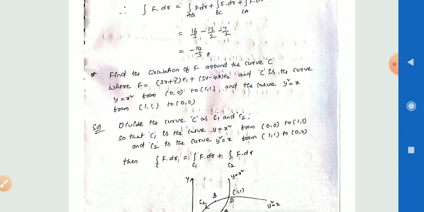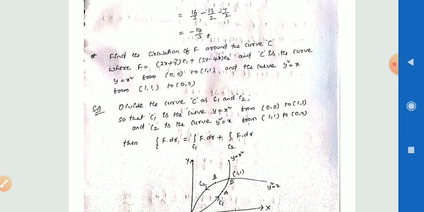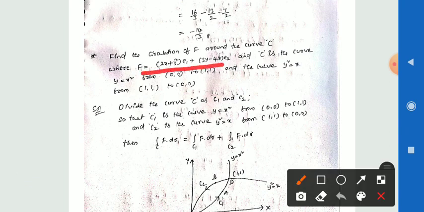Now another problem. Find the circulation of f around the curve C, where f is equal to (2x plus y square) e1 plus (3y minus 4x) e2, and C is the curve y is equal to x square from (0,0) to (1,1), and the curve y square is equal to x from (1,1) to (0,0). Here the given vector is f is equal to (2x plus y square) e1. Here e1 means i, e2 means j, and e3 means k.